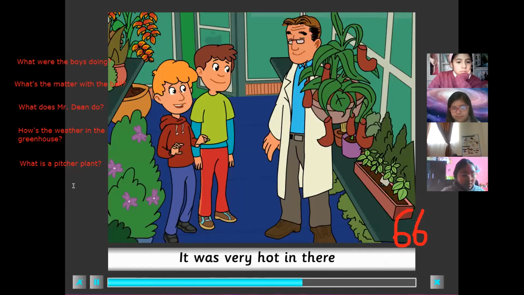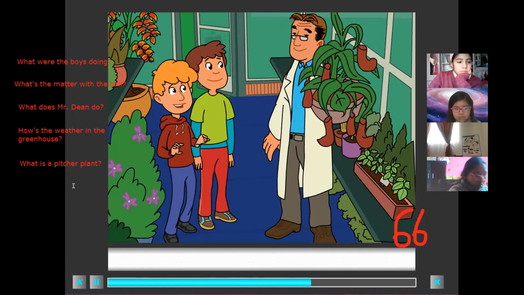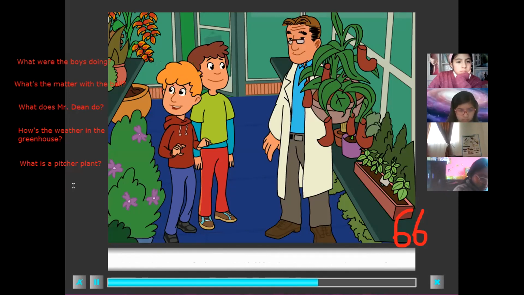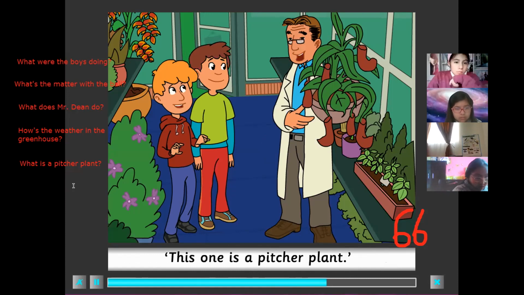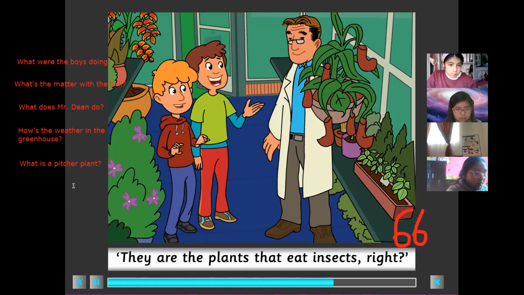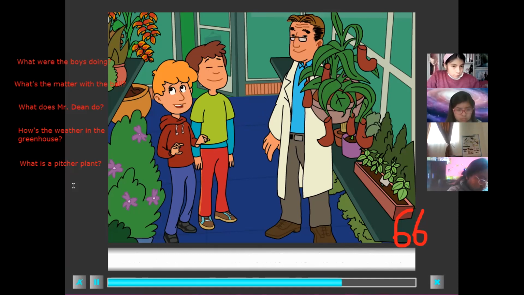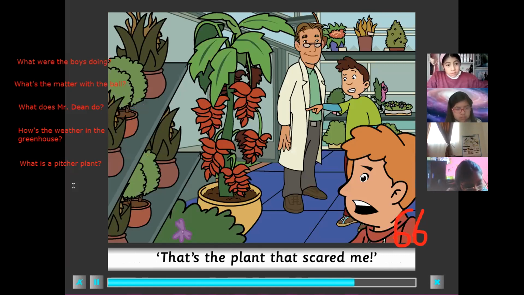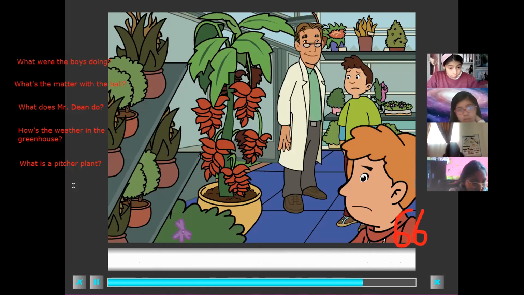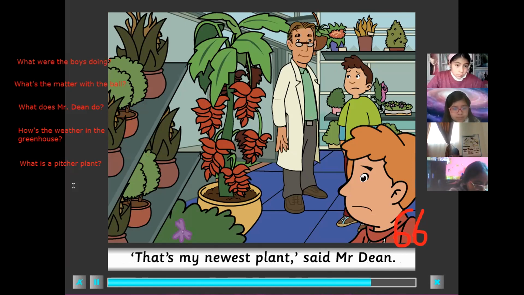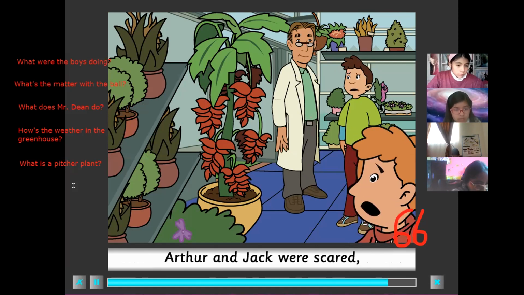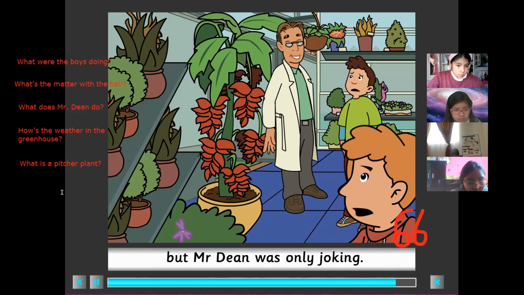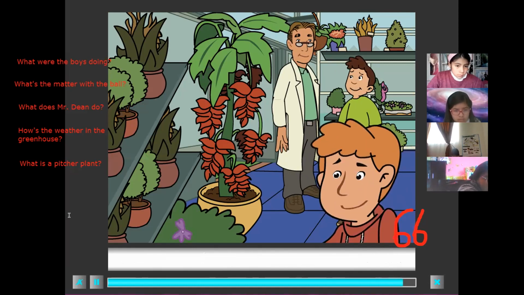It was very hot in there, and it was full of strange plants. "They are from all over the world," said Mr. Dean. "This one is a pitcher plant." "They are the plants that eat insects, right?" said Arthur. "Yes, that's right," said Mr. Dean. "That's the plant that scared me," said Arthur. "That's my newest plant," said Mr. Dean. "It's from the Amazon rainforest, and it eats everything." Arthur and Jack were scared, but Mr. Dean was only joking. They all laughed. Arthur and Jack had a wonderful time with Mr. Dean and his plants.